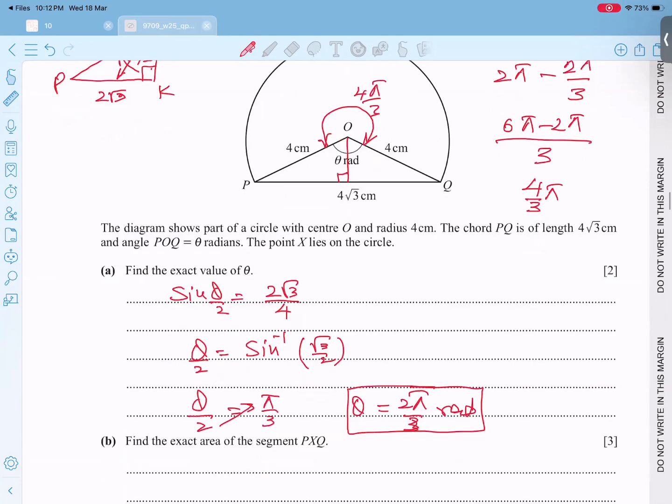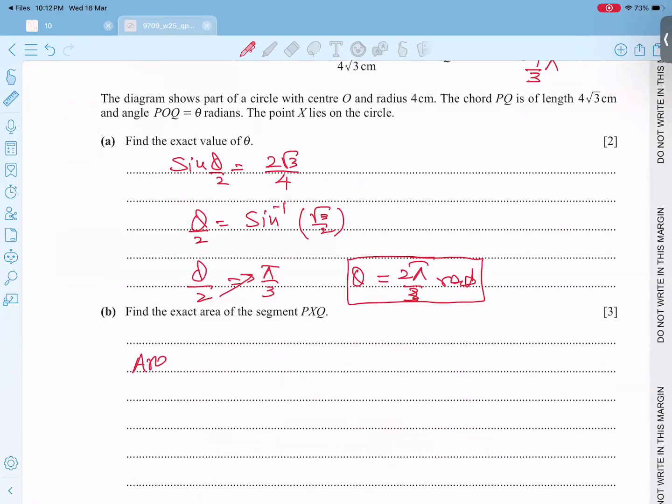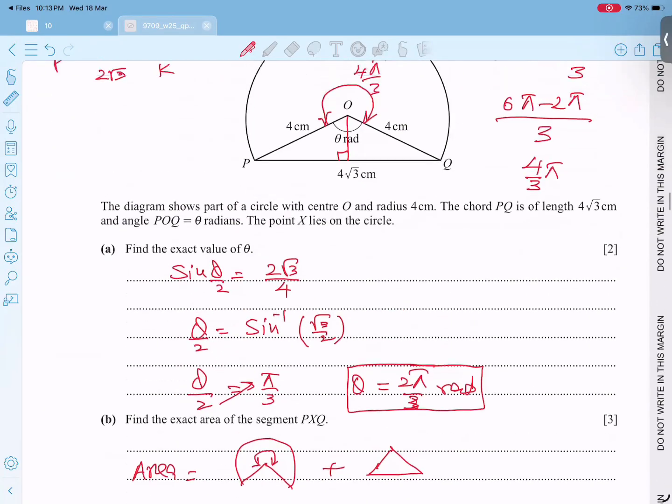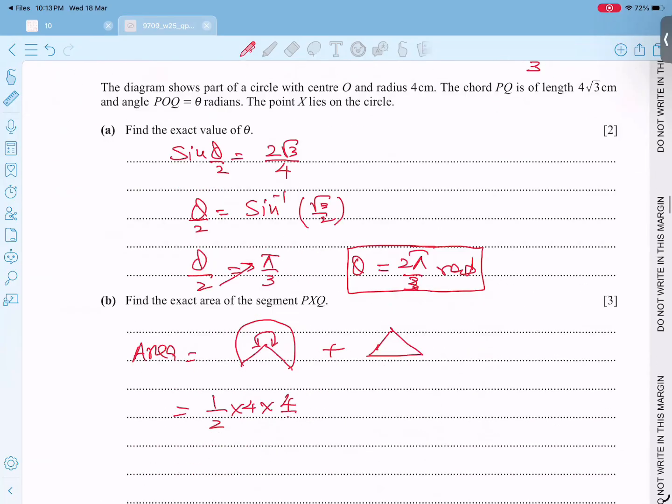So what is the formula? The area of the segment is the sector area plus the triangle area. For the sector area I need this angle, and the formula is half r squared theta. What is the radius? 4. And theta I got above is 4 pi by 3. For the triangle, this radius is 4 and this is 4, and you have this middle angle, so half a into b into sine theta, where theta, the middle part, is 2 pi by 3. We already know it from here.